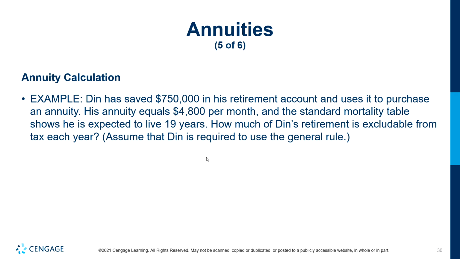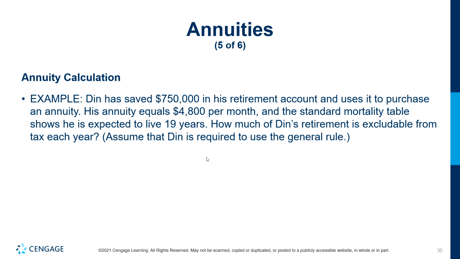Anyway, his annuity equals $4,800 per month, and the standard mortality table shows he is expected to live for 19 years. How much of Din's retirement is excludable from tax each year? Assume that Din is required to use the general rule. So, because it has to be an example and use the formula, we have to use the general rule. Or we could have done the simplified worksheet, but again, this is a PowerPoint. I just showed you how the simplified worksheet is, so don't expect you may actually have it.